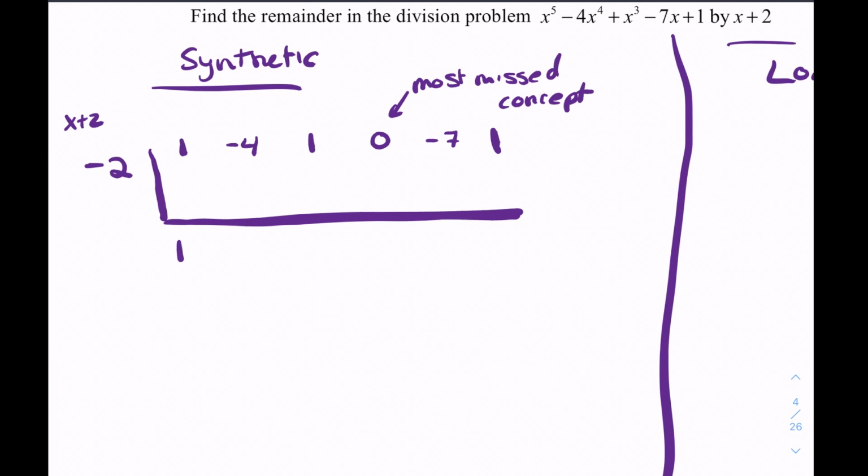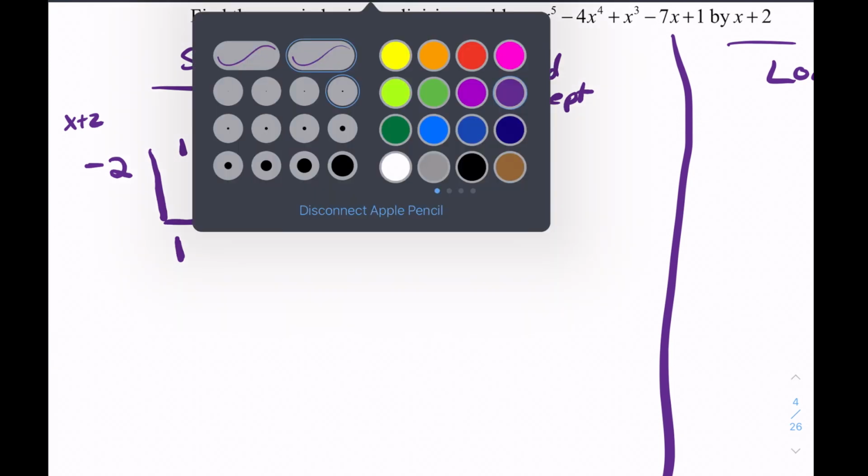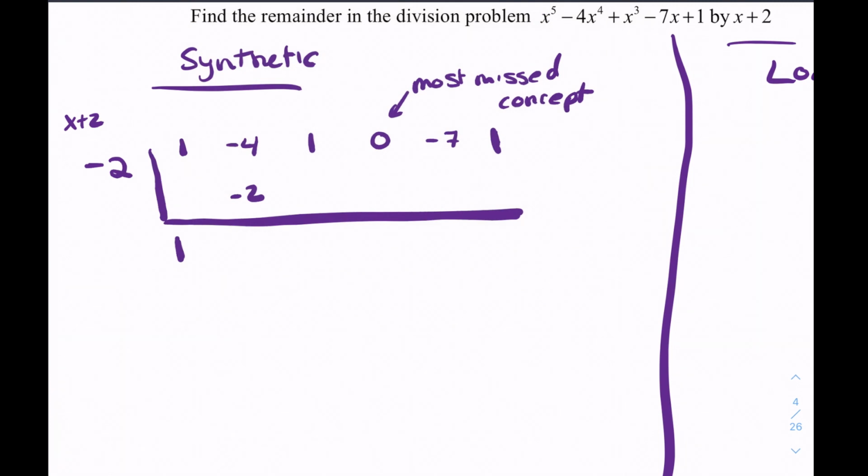So we bring down the 1, multiply negative 2 times 1, negative 2. We write that under the next term, and then we add. I'm going to do this in yellow, orange. And I get negative 6, negative 2 times negative 6 is 12, add 13, negative 26, add negative 26, multiply positive 52. Positive 52 take away is 45. 45 times negative 2 is negative 90. Add 1, I get negative 89.